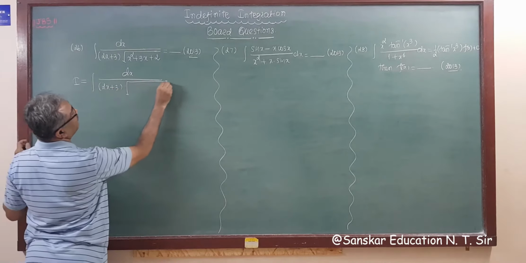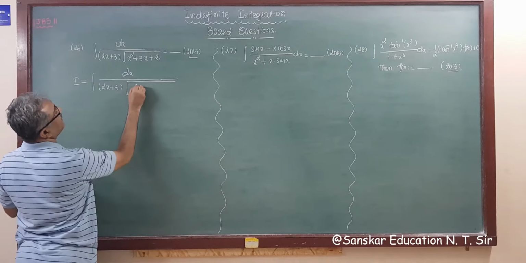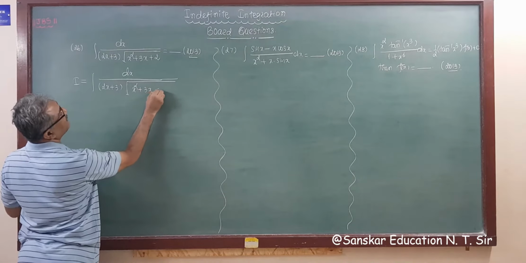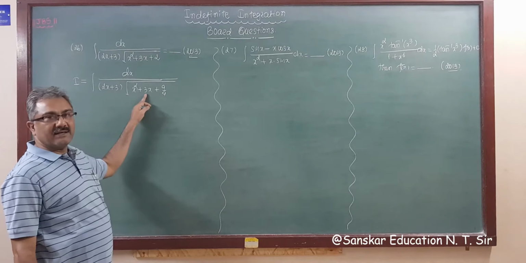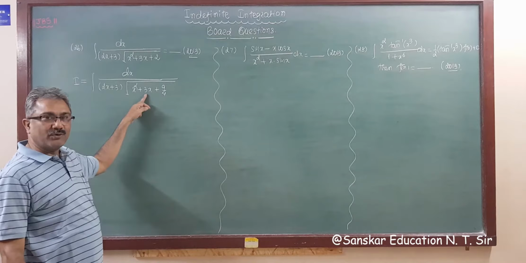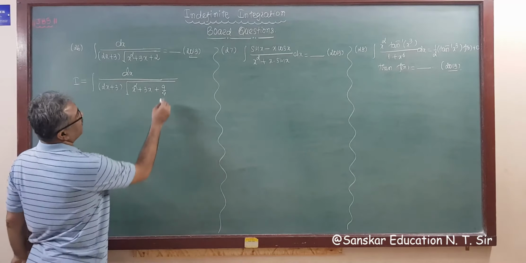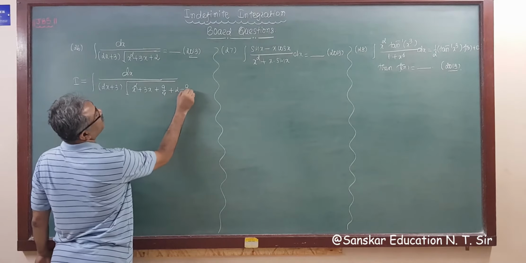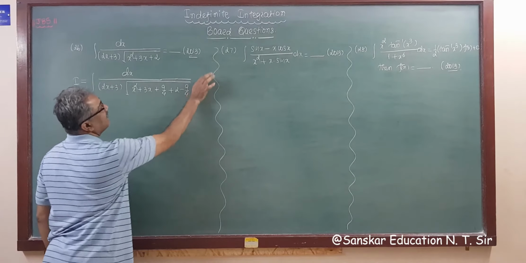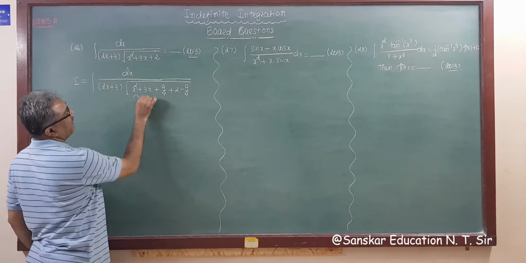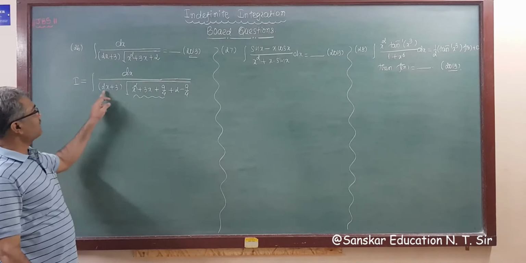If we want to make this a perfect square, then the last term will be plus 9 by 4, since the last term is the middle term square upon 4. So 9 by 4, and we have to subtract 9 by 4 also. Adding and subtracting 9 by 4, we get a perfect square of x plus 3 by 2. And here is twice x plus 3.